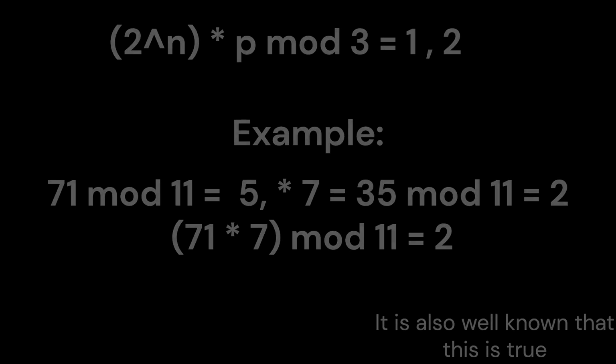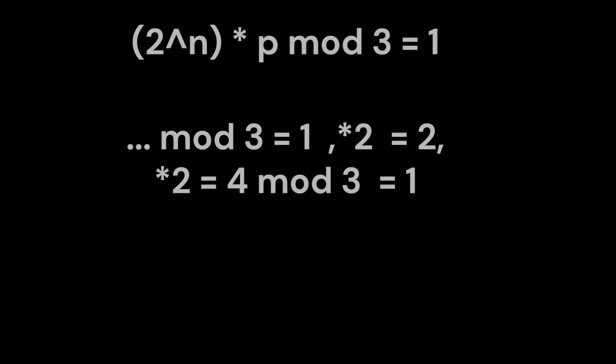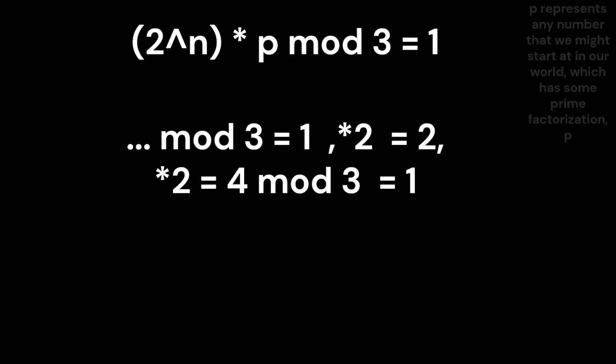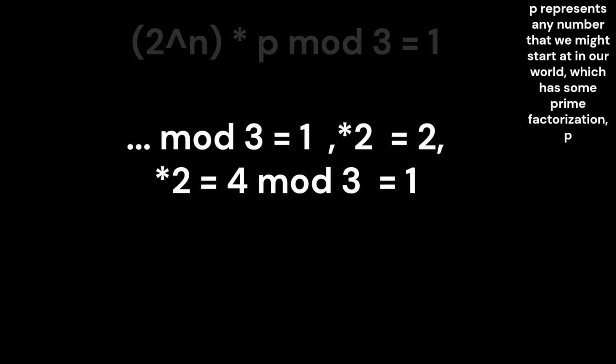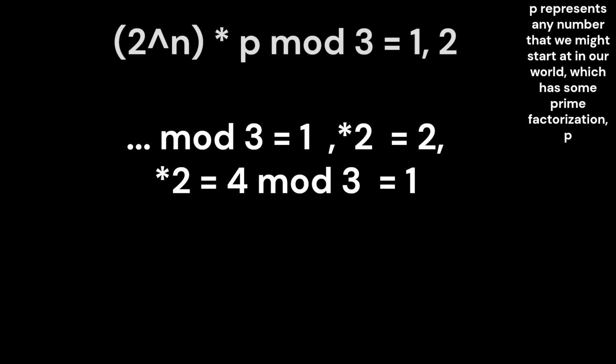So when we have 2^n mod 3 is equal to 1, then we can just times by 2 to get 2, and then we can times by 2 again to get back to 1, because 4 minus 3 is 1. Therefore, any number that we have which has a prime factorization, meaning 2^n times some prime factorization that we start from, which all numbers must have, either mod 3 is equal to 1 or mod 3 is equal to 2.